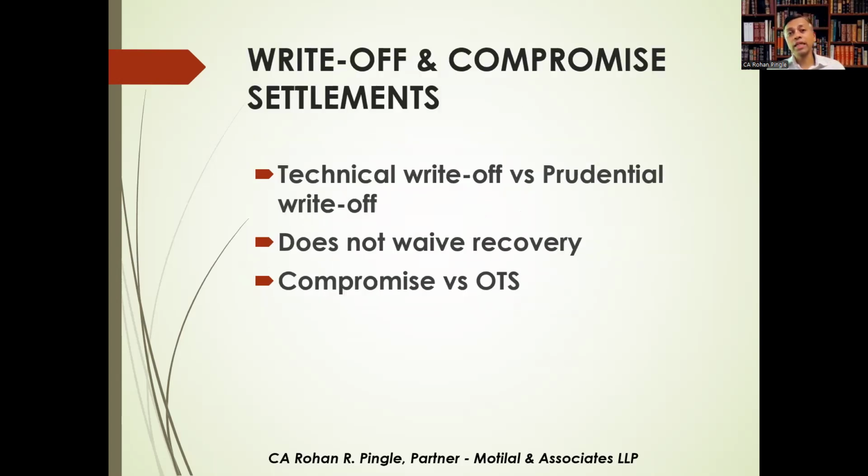Moving further, let's see write-off and settlements. Write-off means removal from the books, but recovery efforts continue even though we write off from the books. The types are technical write-off, that is branch level removal, and prudential write-off, that is full removal. Importantly, write-off is not equal to waiver. We can still go for the recovery. Compromise settlement is similar to OTS but may involve negotiated recovery.